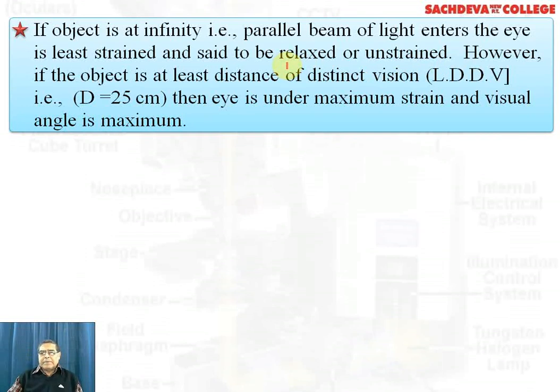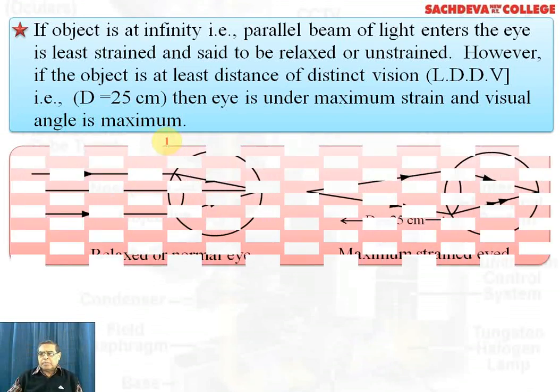However, if the object is at the least distance of distinct vision, that is 25 centimeters, then the eye is under maximum strain and the visual angle is maximum. So when we keep the object at 25 centimeters, we find a good intensity of light enters through the convex lens and forms an image at the retina. We say that the retina will be strained. Now it is not relaxed, so it is not unstrained now. The moment light goes to the retina, it means it gets strained.